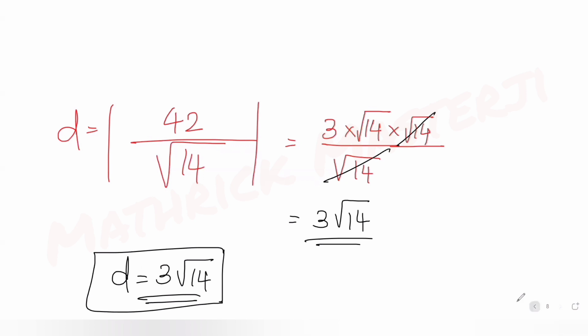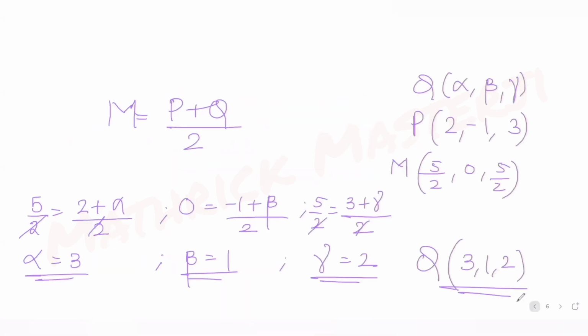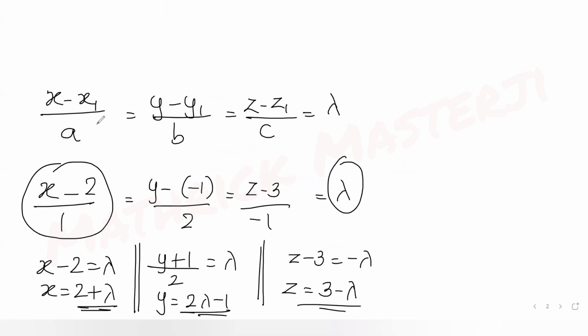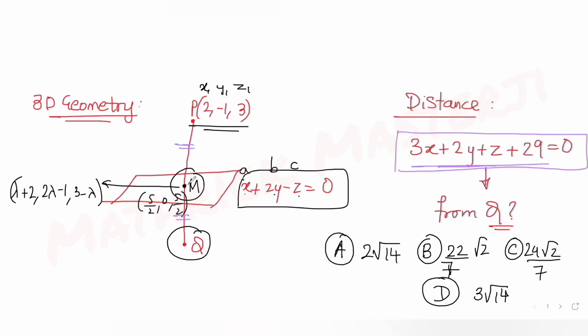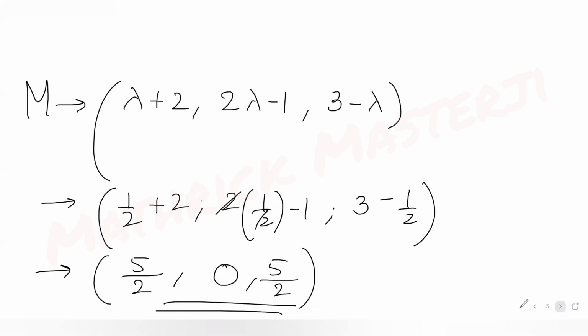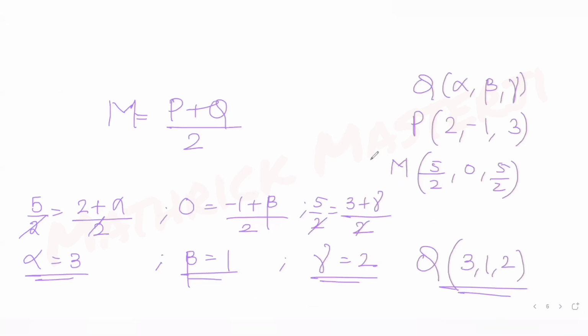I hope you have understood how to solve this type of questions. So in this question, what we did was, first of all, we found the coordinates of any point on this line using this idea. Once I got that, I got x, y, and z coordinates in terms of lambda. Then I used the idea that M, which is the midpoint of P and Q, lies in the plane, so it should satisfy the equation of the plane that is given. So if I put x, y, and z coordinates there, I got lambda turning out to become half. Then using the midpoint formula, I got my M, and from the midpoint formula, I got the coordinates of point Q.